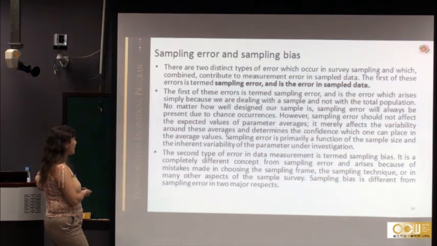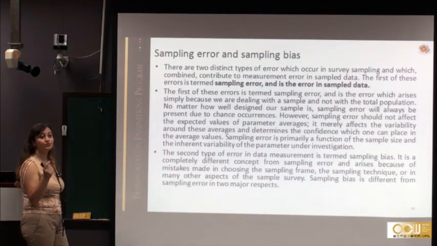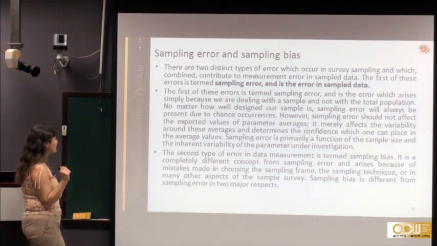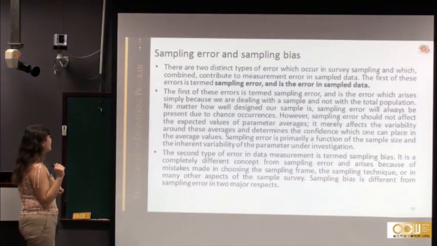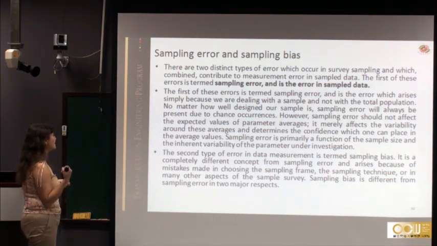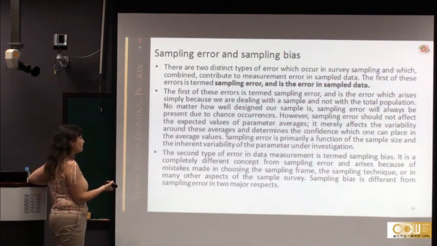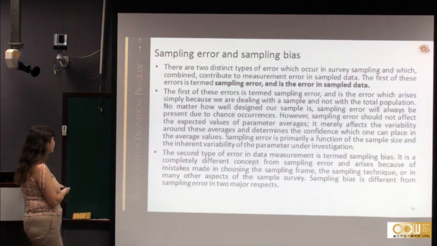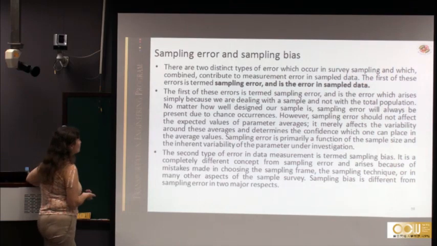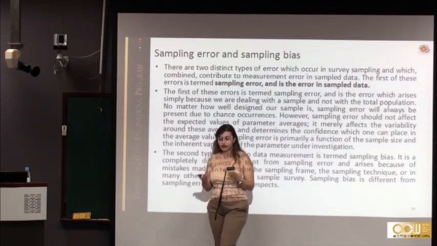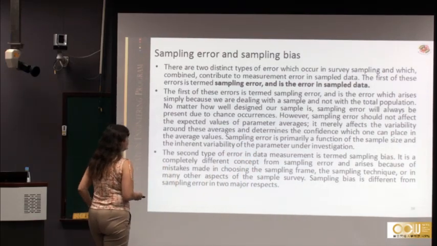And the other is sampling bias. So you have a sampling error due to the fact that you are not surveying the entire population, but just part of it. And the other error that you are making is the sampling bias. The sampling bias is because you are making a mistake somewhere in choosing the sampling frame. For example, this is not the right sampling frame, or the sampling techniques, or many other aspects of your sample survey. So if you design your survey well, you can avoid sampling bias, right?